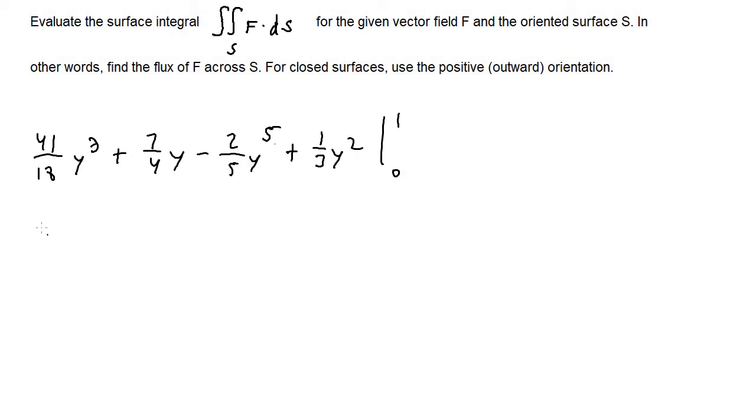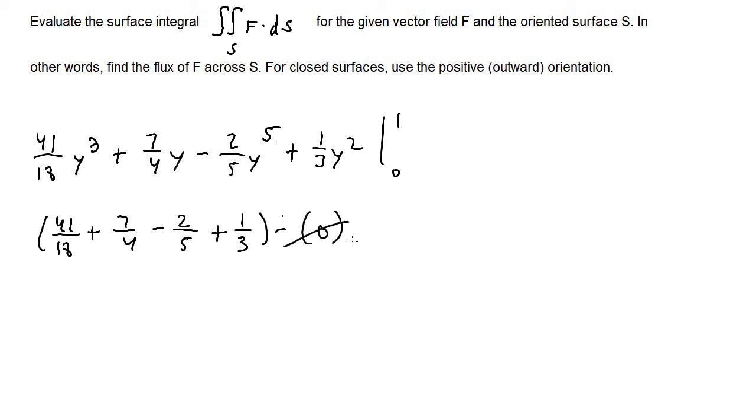So when I go ahead and plug in 1 for y, we will get 41 over 18 plus 7 over 4 minus 2 over 5 and then plus 1 over 3. Minus when I plug in 0 for y, and then that'll just be 0, so it'll all cancel out. And so we're left with these four fractions here, which we can go ahead and combine.